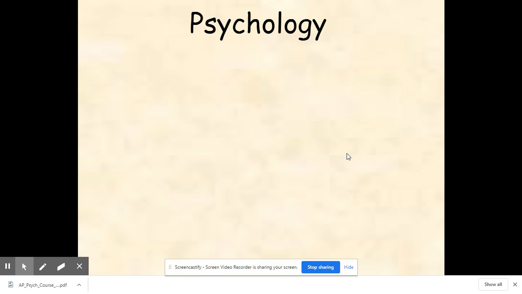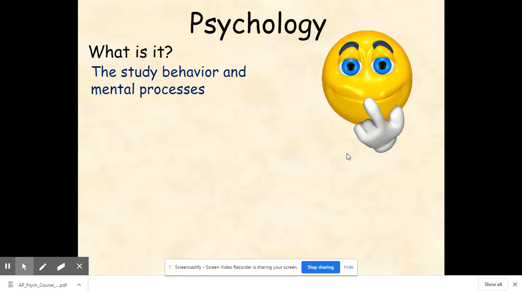All right, so we're just going to start off with what is psychology. It's a pretty basic definition. A lot of you probably think psychology, you think mental disorders, serial killers, stuff like that. It is a lot broader than that. The basic definition of psychology is the study of behavior and mental processes.